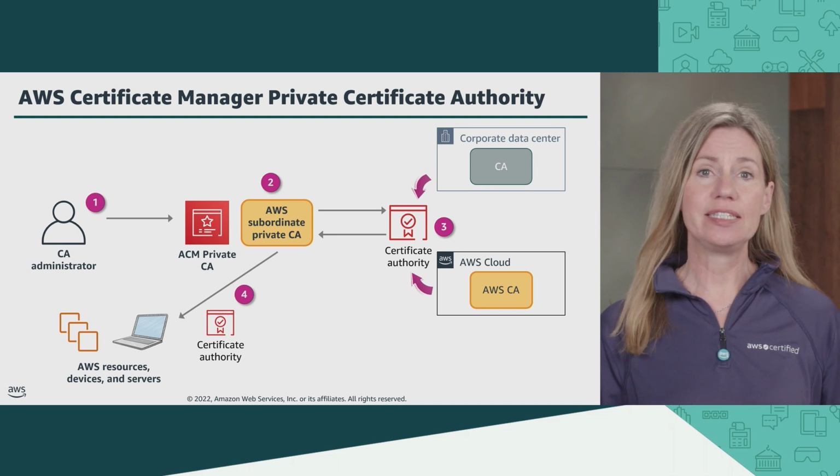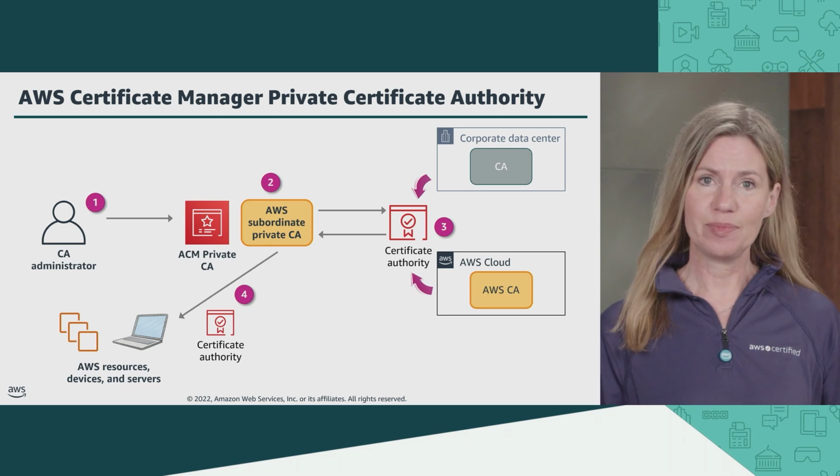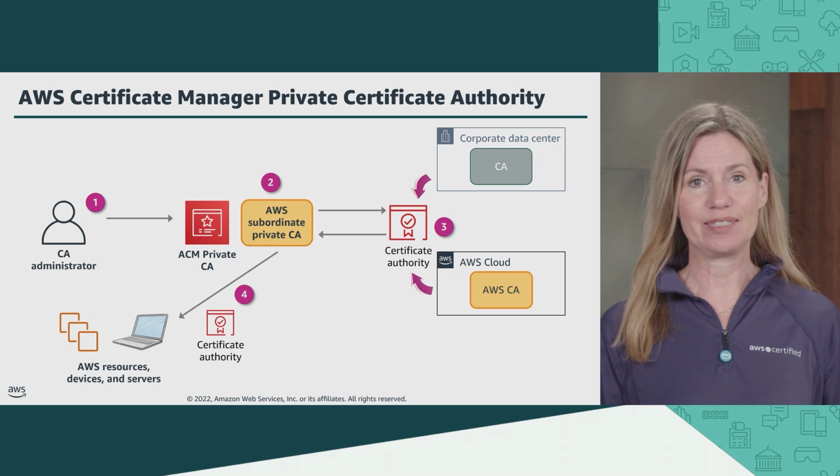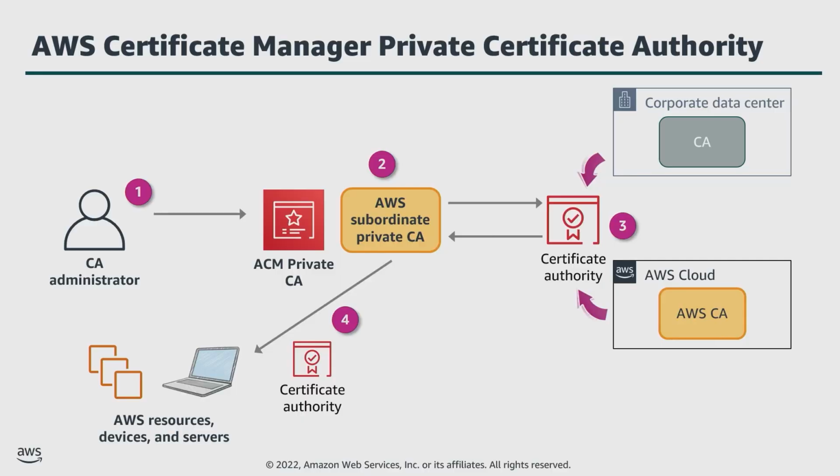After creating a private CA, you have the ability to issue certificates directly, that is, without obtaining validation from a third-party CA, and to customize them to meet your organization's internal needs. Let's look at an example of ACM Private CA in action. First, the CA administrator creates a subordinate CA to issue certificates. Next, the subordinate CA sends the certificate to be signed. The on-premises CA, or AWS CA, signs the certificate. And finally, ACM Private CA issues the signed certificate to resources.